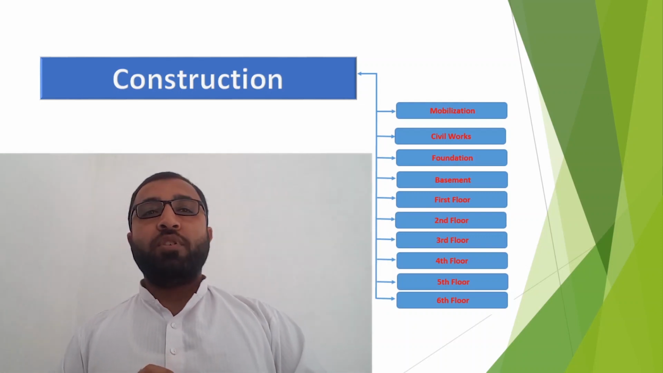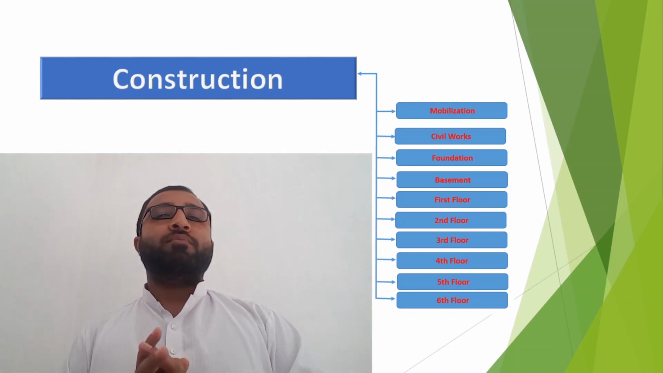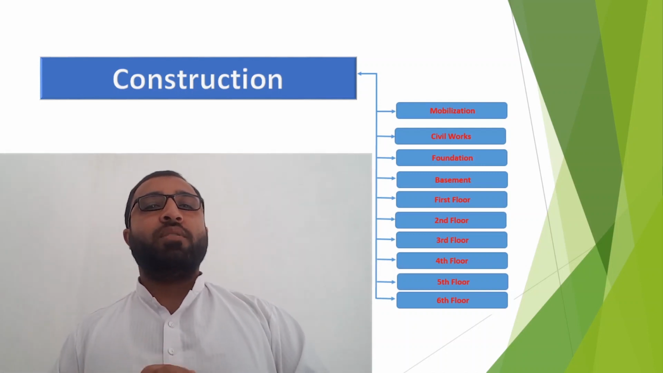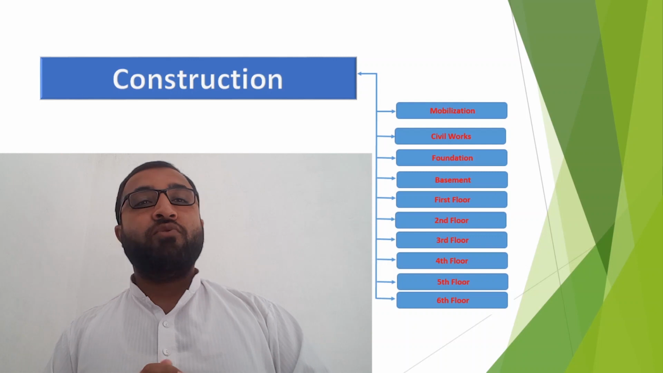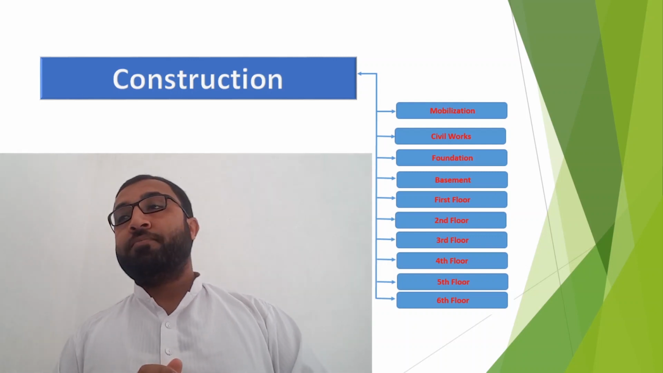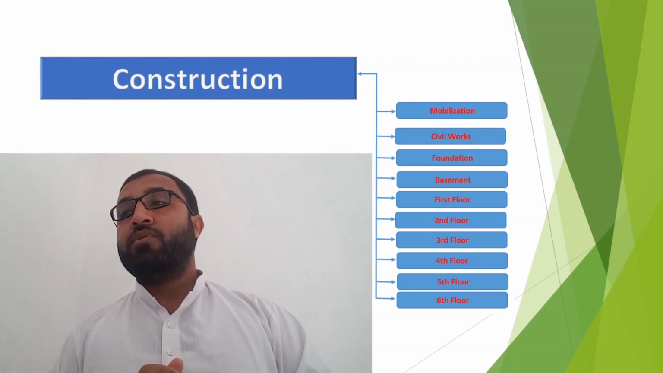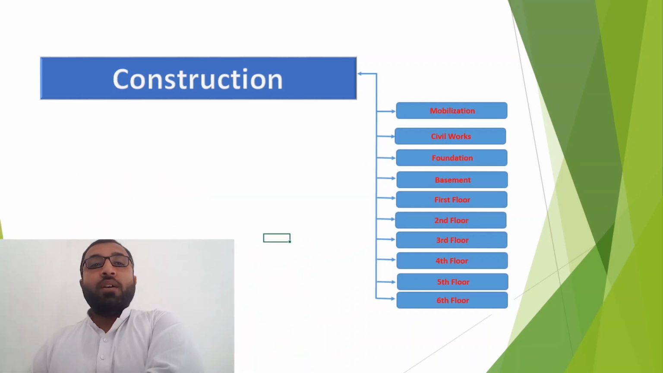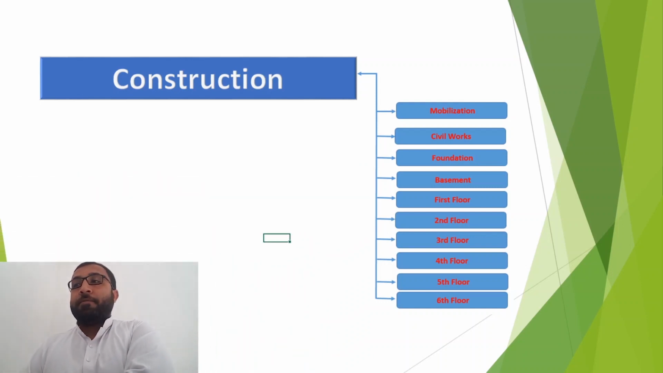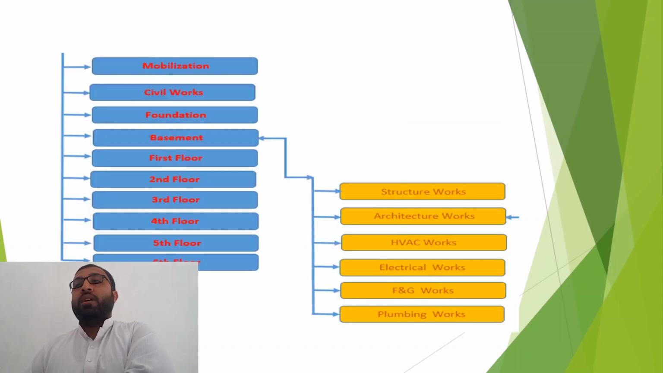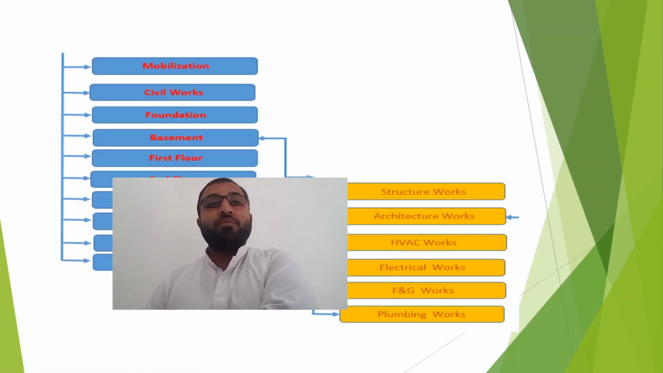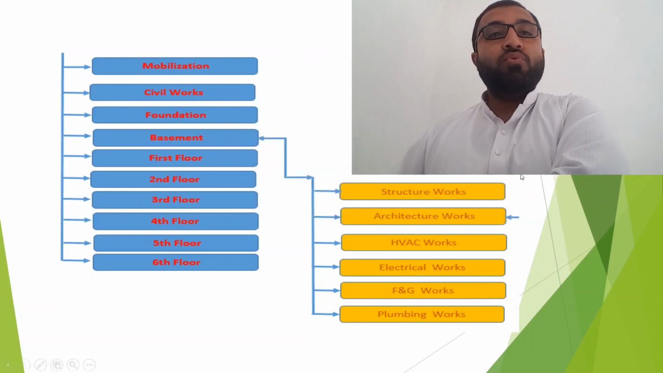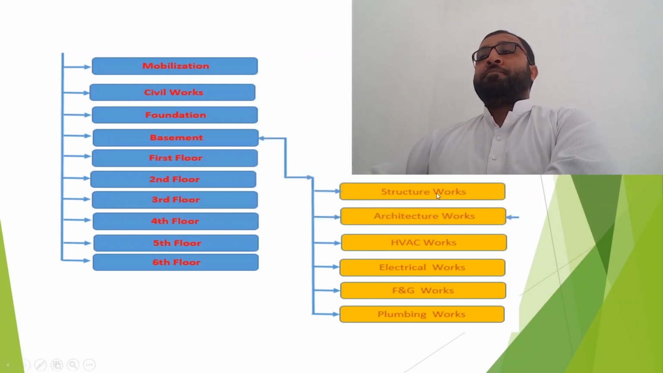Then comes the basement. In the basement we will have the columns, then the beams and the slab, and we will divide into more WBS later on. Then obviously the first floor, second floor, third, fourth, fifth, sixth, up to the 8th floor. I have taken the example of the basement floor. The basement floor, we are going to divide into some more detailed WBS.